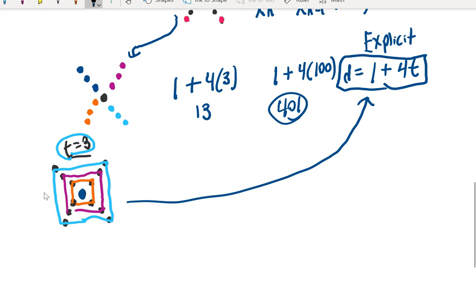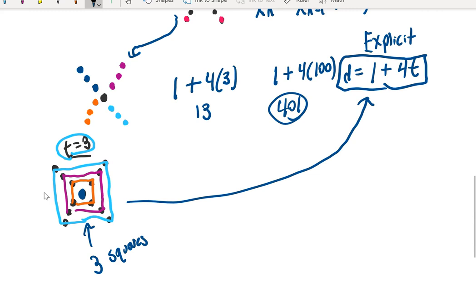And so how many squares do we have in each scenario? Well, at t equals 3, I had 3 squares. So 3 times 4 is 12 dots plus the 1 is 13. And then at 100 minutes, I'd have 100 squares around that center dot. And at t minutes, I would have t squares at that center dot with 4 dots on the corner of each square. So that's another way we could arrive at this explicit representation.